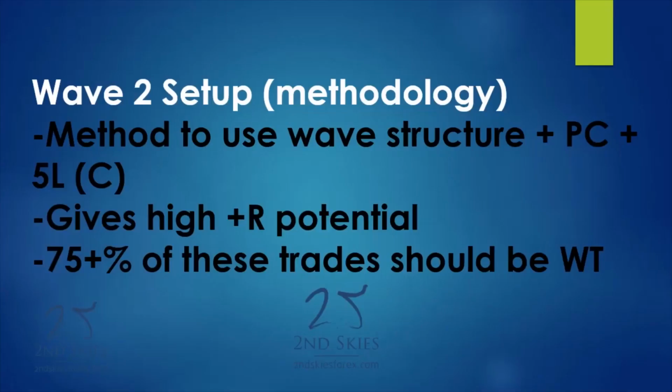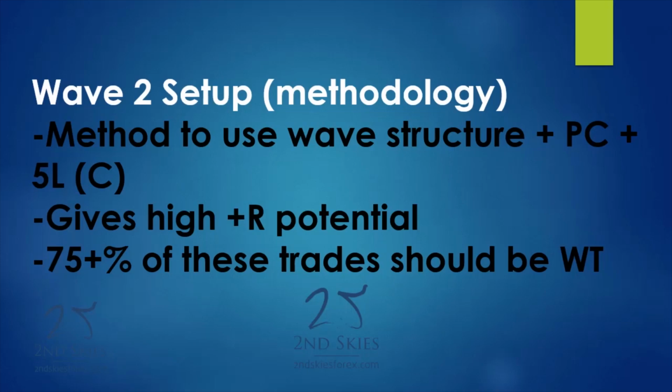So the Wave 2 setup methodology is this method or vehicle for using the wave structure plus the price calculation plus the 5 lines to determine a potential C point. So it's much more predictive versus the Wave 1 setup. The Wave 1 setup is very clear. We know where the B point is. But in the Wave 2 setup, we don't know where the C point is. However, when we combine wave structure plus price calculation plus the 5 lines, we can get a predictive or potential possibility for a C point and thus an entry.